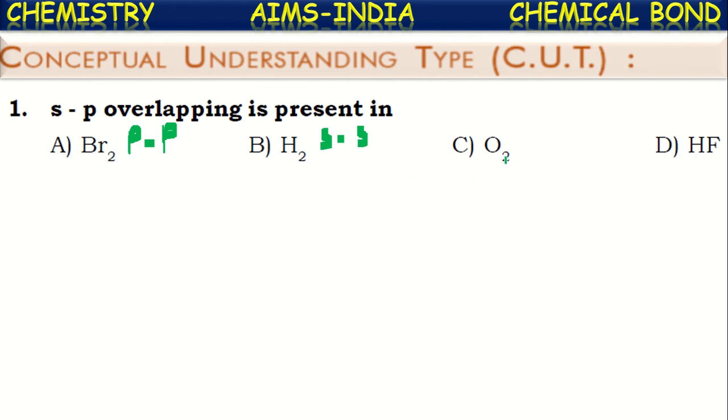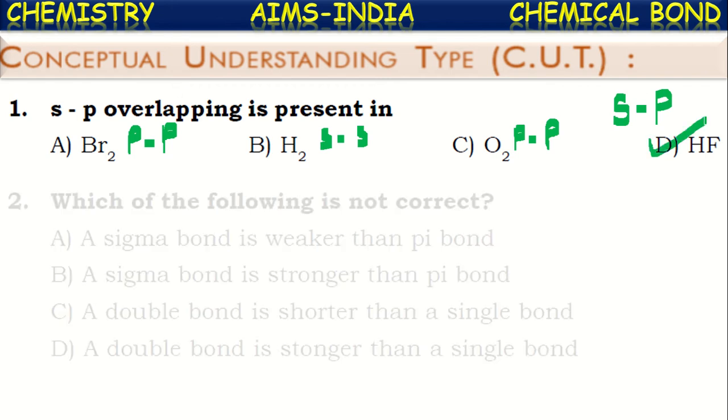Whereas oxygen has its half-filled orbital in its p subshell, so here also we can expect pp overlapping. Whereas in the HF molecule, hydrogen has its single unpaired electron in its s subshell, whereas fluorine has its unpaired electron in its p orbital, the pz orbital we call that. So when the hydrogen atom and the fluorine atom approach each other, they undergo sp overlapping. So sp overlapping is present in the hydrogen fluoride molecule.